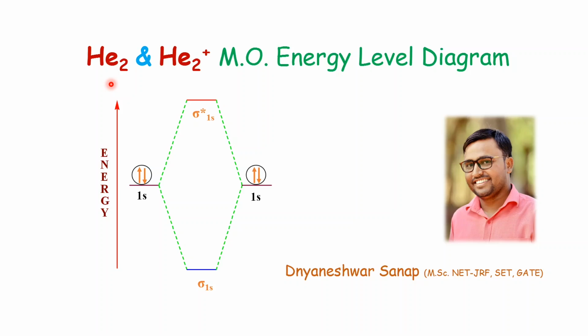In today's video lecture, we will discuss the molecular orbital energy level diagram for He2 molecule and He2 plus molecule. Let us explore one by one. First of all, we discuss the He2 molecule. Basically, He2 molecule is made up of two helium atoms.